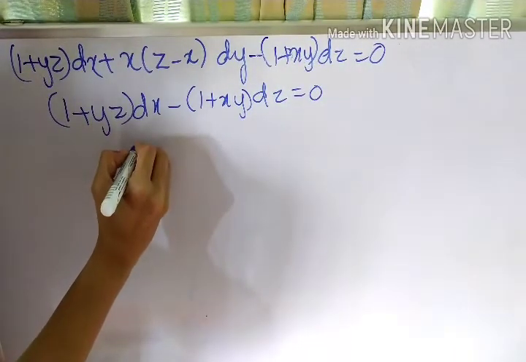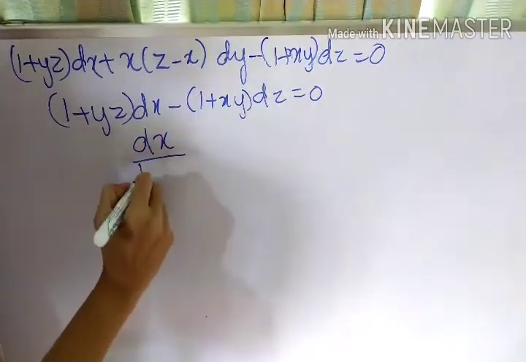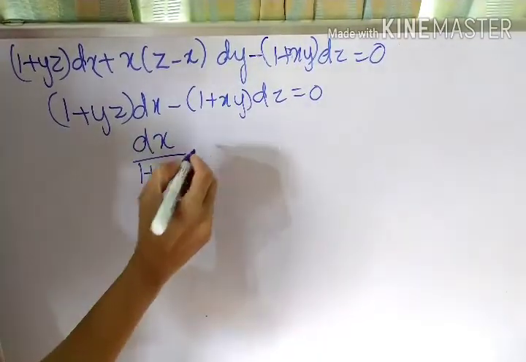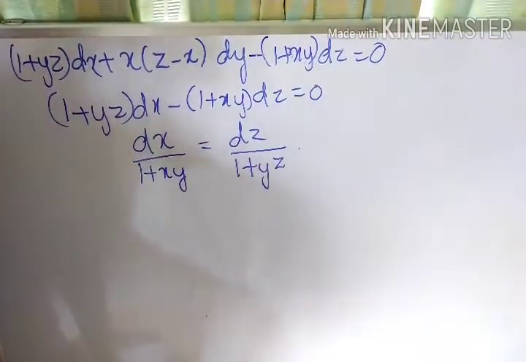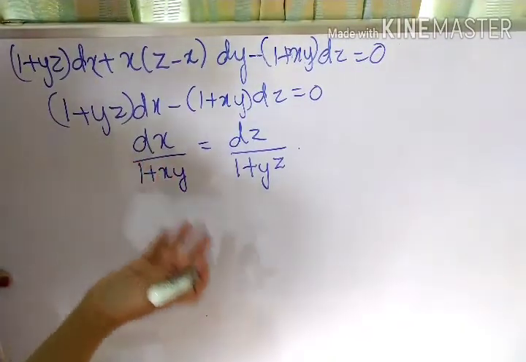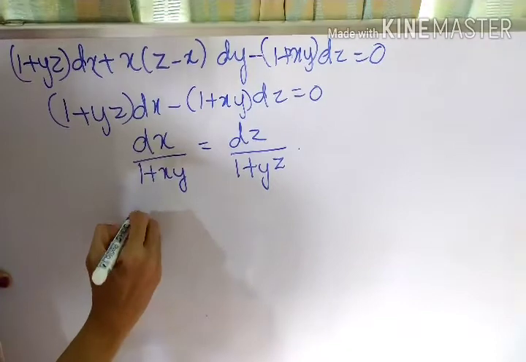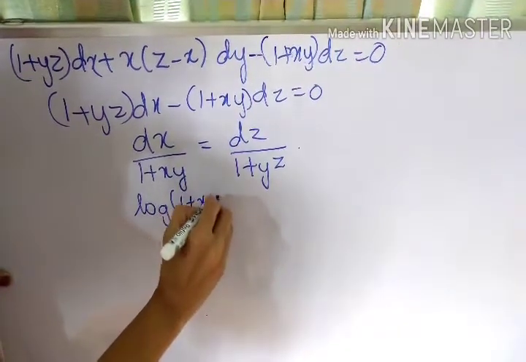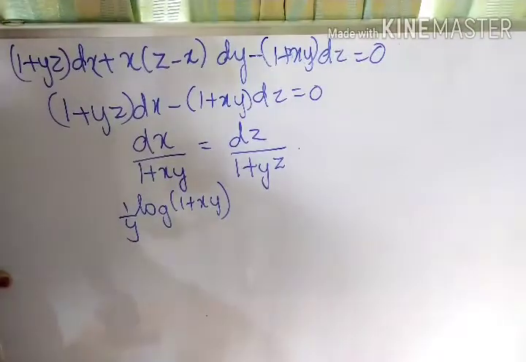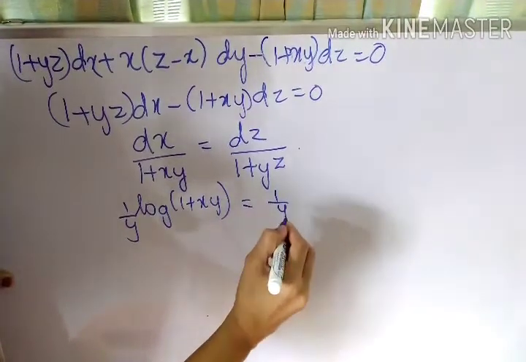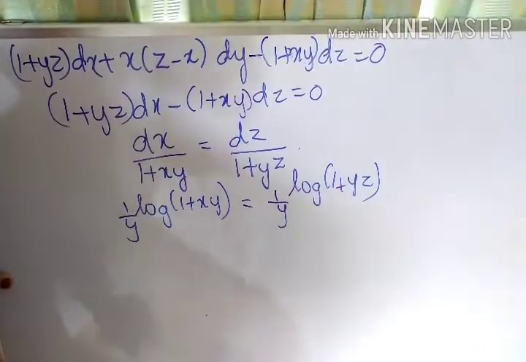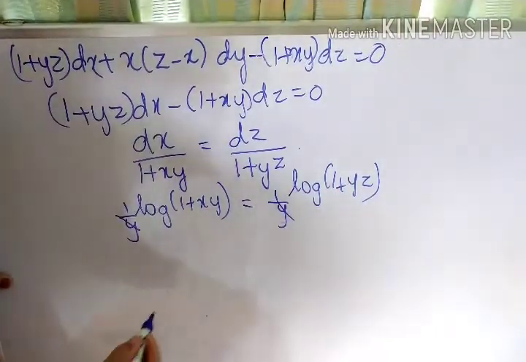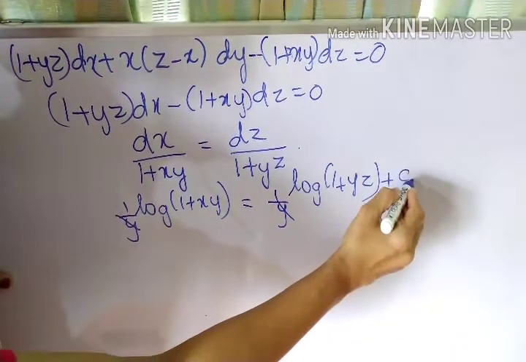Now this is easily variable separable. So dx by 1 + xy is equal to dz by 1 + yz. It's easily integrable. This will give me (1/y) log of (1 + xy) equal to (1/y) log of (1 + yz). Y gets cancelled from both sides, these two y's will be gone. I need a constant, let me say this as c1.